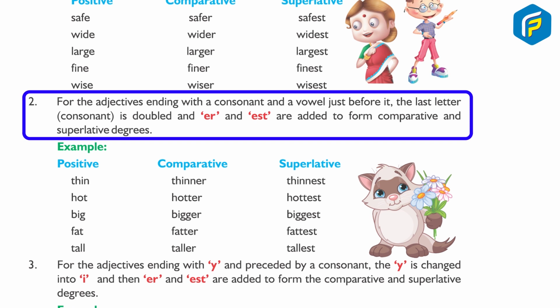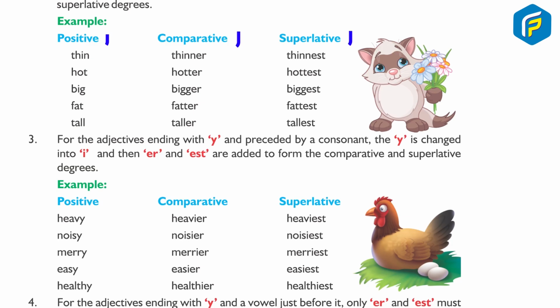2. For the adjectives ending with a consonant and a vowel just before it, the last letter consonant is doubled and ER and EST are added to form comparative and superlative degree. Example: positive, comparative, superlative. Thin, thinner, thinnest. Hot, hotter, hottest. Big, bigger, biggest. Fat, fatter, fattest. Tall, taller, tallest.